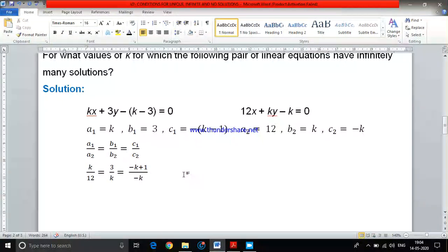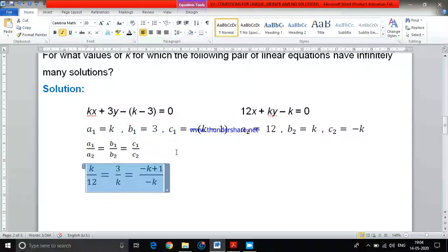Now you may have a doubt, sir, there are 3 ratios here. Which ratio do I have to consider to find the value of k? It is up to you. You take the first 2 ratios, k upon 12 equals 3 upon k, or you take another ratio, 3 upon k equals minus k plus 3 upon minus k, or you can take k upon 12 equals minus k plus 3 upon minus k.